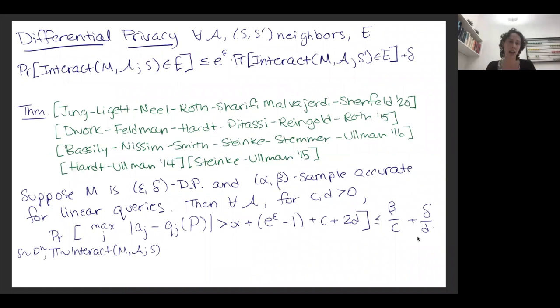This first showed up in this work of Dwork, Feldman, Hardt, Pitassi, Reingold, and Roth, subsequently improved by Bassily, Nissim, Smith, Steinke, Stemmer, and Ullman, and grown in relation with these really nice lower bound results of Hardt and Ullman and Steinke and Ullman. This particular way of framing the relationship and the particular results here are from the paper that I mentioned before. But what's next?